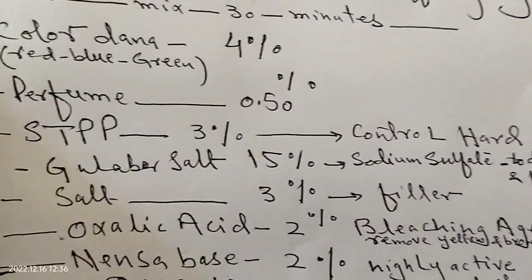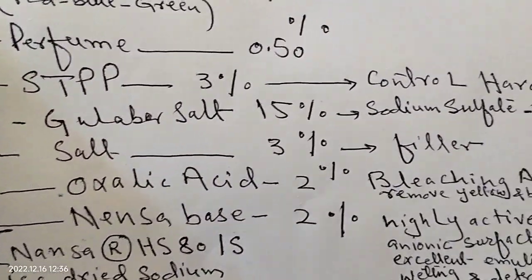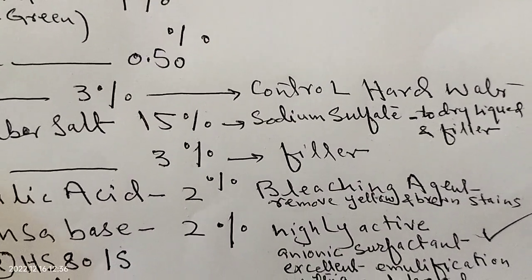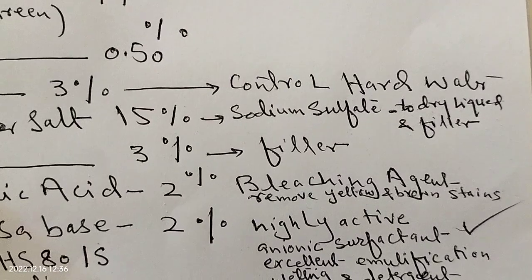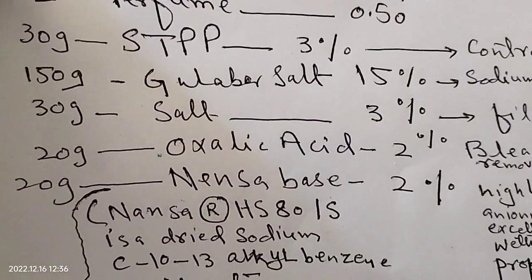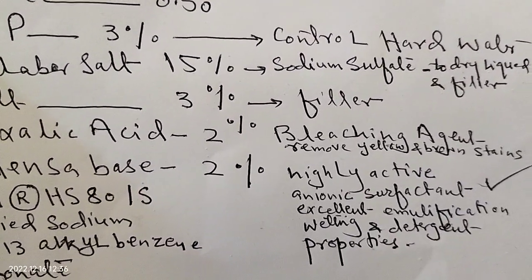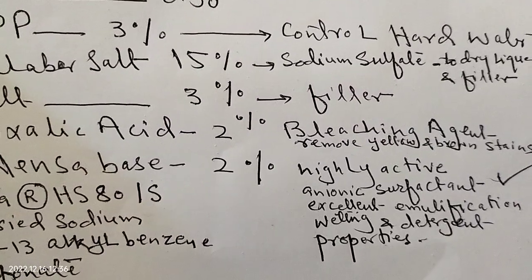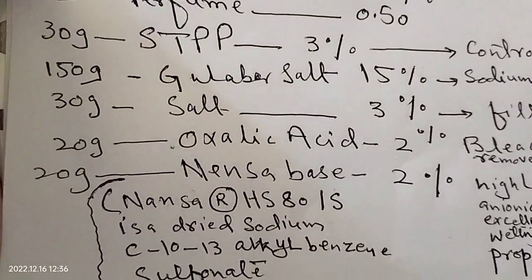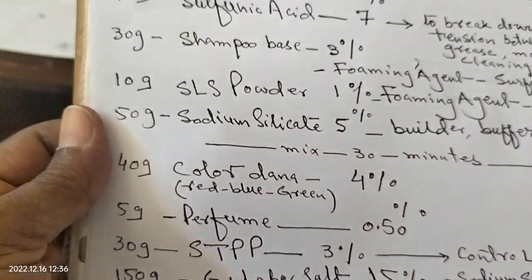It is a filler 3%, 30 gram. Oxalic acid, bleaching agent, removes yellow and brown stains. Oxalic acid 20 gram. Nansa base powder, highly active ionic surfactant, 2%, 20 gram. My lovely friend, this is our formula.